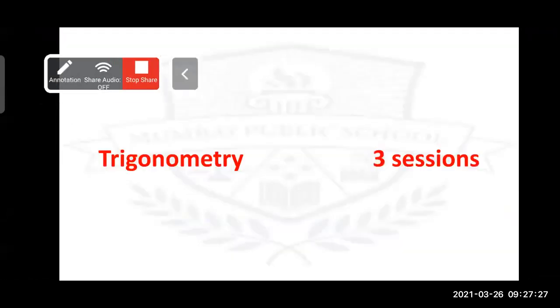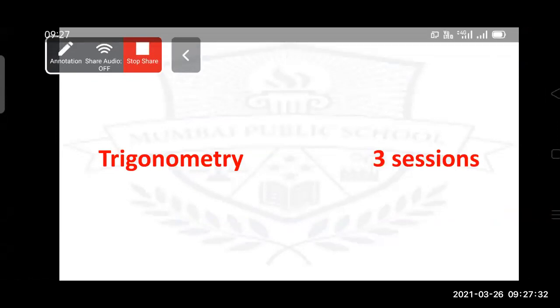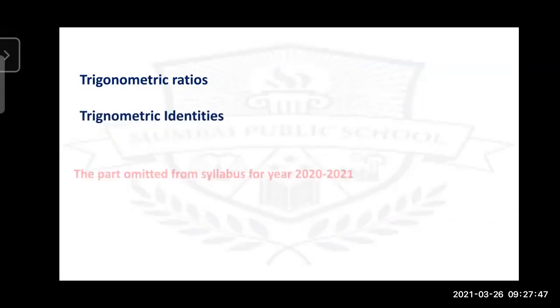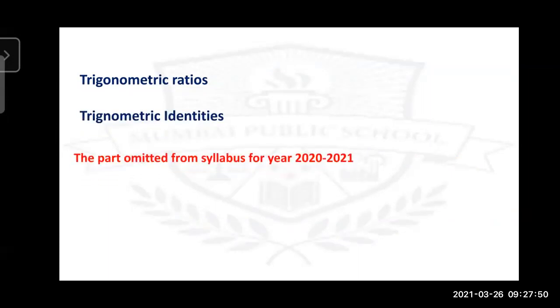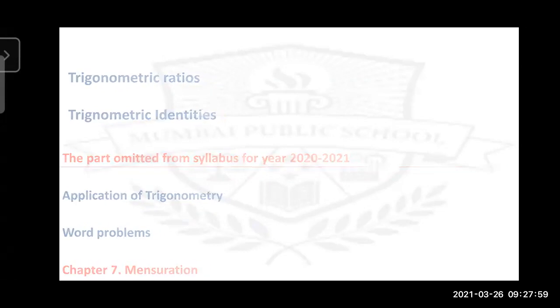Now the last chapter, that is trigonometry. There are 2 exercises, but the last exercise is omitted, that is applications of trigonometry. So first, what points we have to learn from this chapter: the trigonometric ratios and trigonometric identities. The part omitted from your syllabus is application of trigonometry and word problems. The 7th chapter is also omitted.